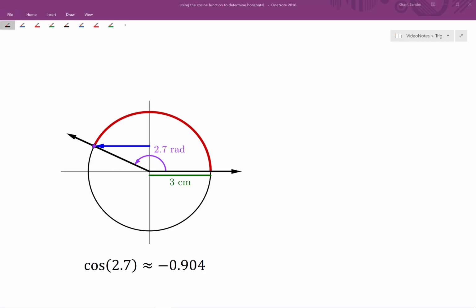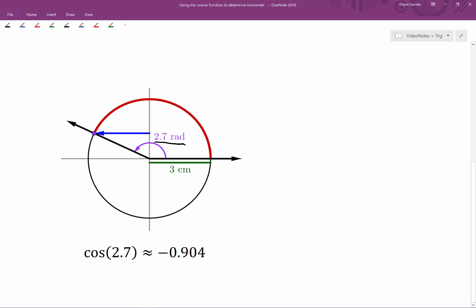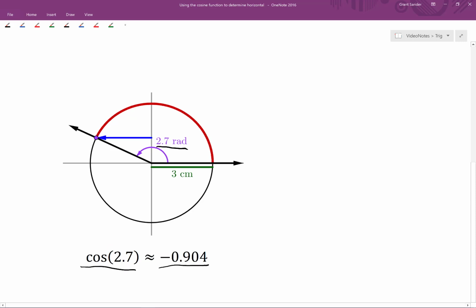In this video, we'll use the cosine function to examine the horizontal distance of a terminal point given an angle measure for its angle. So suppose we have an angle with a measure of 2.7 radians, and we have a circle centered at the vertex of the angle that has a radius length of 3 centimeters. If you got your calculator out and you computed cosine of 2.7, you'd get a value of about negative 0.904.